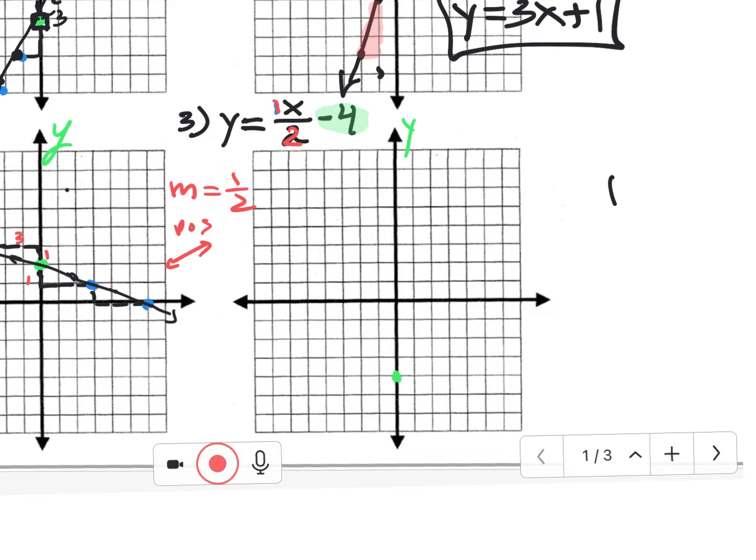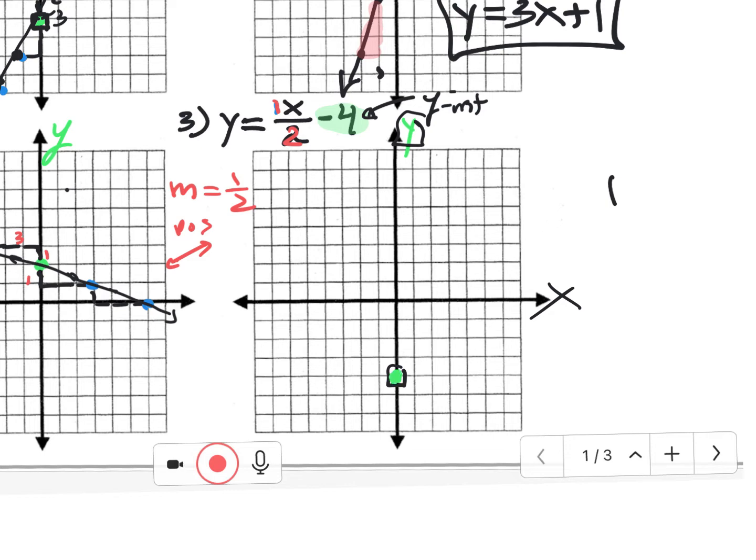Be careful, a lot of kids will put it here. This is not a y-intercept, this would be an x-intercept, right? Because that's the x-axis, and this is not an x-intercept, it is a y-intercept. So make sure you're starting on the y-axis when you're plotting the y-intercept, or the b.